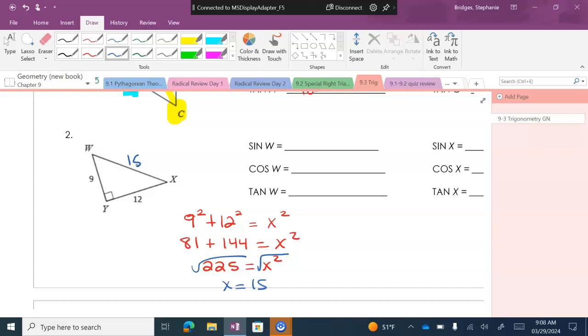What is in the same place in that triangle? Same place. More X's. We should be writing ratios. I should not see these answer blanks being empty.